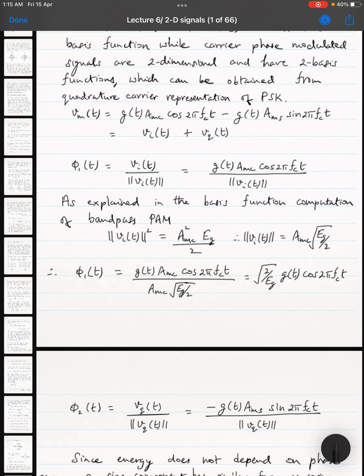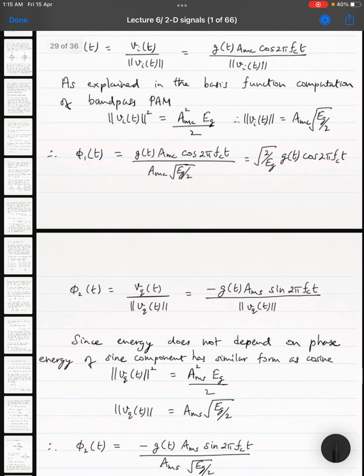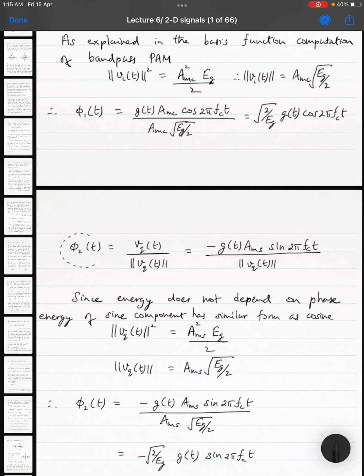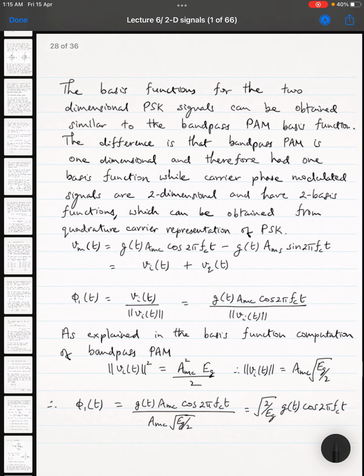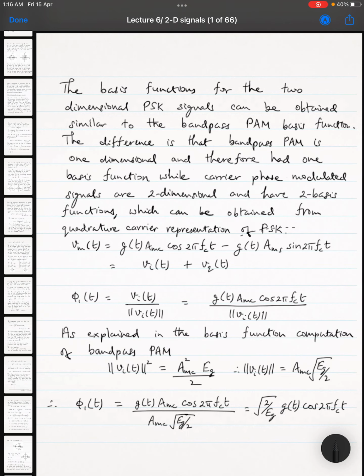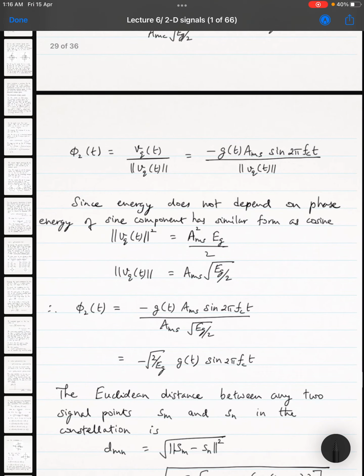So from that, we can calculate the first basis function, which is the in-phase component vi of t, which is this term, divided by its norm, which we have over here. Okay, so that's our first basis function for the bandpass representation of the PSK signal. And similarly, we can compute the second basis function using the quadrature component vq of t. The quadrature component is minus g of t Ams sine 2 pi fct. So again, the second basis function will be the quadrature component divided by its norm.